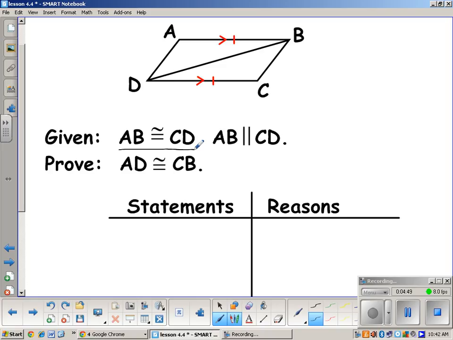This is direct information that's stated on the picture, okay? Or it's been given to us. And it says AB is parallel to CD. And that's also direct information that's actually stated on the drawing or given to us, right? Those are things that we've seen and we understand what they are, right? We have to prove that segment AD is congruent to segment CB. So this is going to be congruent to CB.